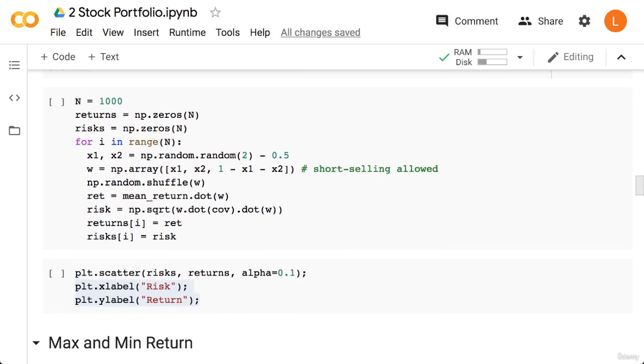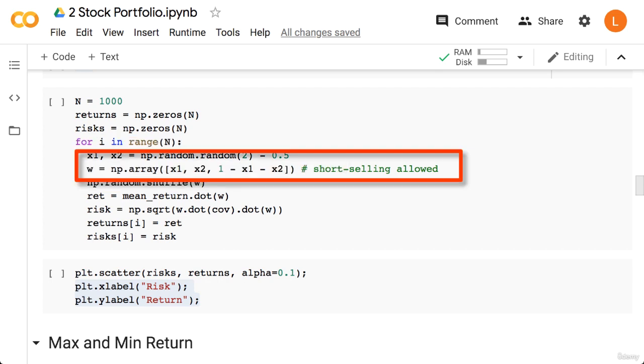Okay, so next, we're going to generate our random portfolios. Again, we have a loop that goes for 1,000 steps. The main difference, of course, is in how we generate the weights. In order to generate the weights, I've first sampled 2 points from the uniform distribution between minus 0.5 and plus 0.5. We'll call these x1 and x2. Next, I create the weight vector w with elements x1, x2, and 1 minus x1 minus x2. Note that this sums to 1.